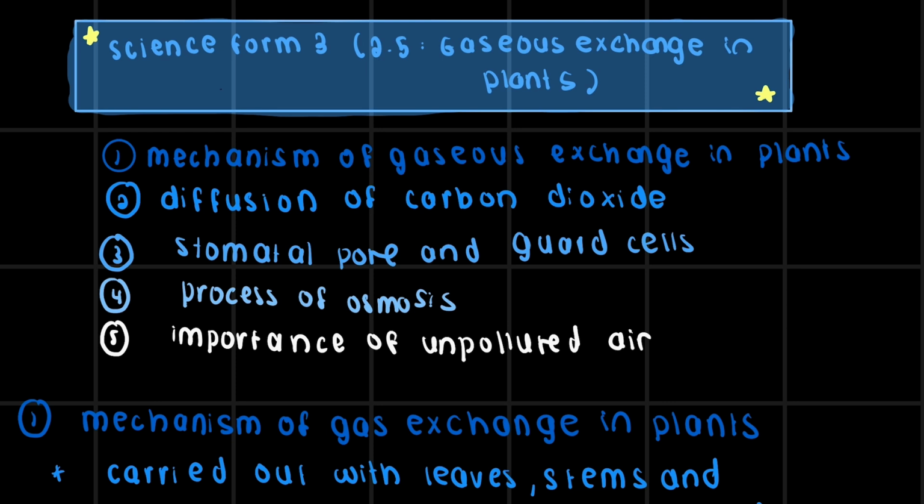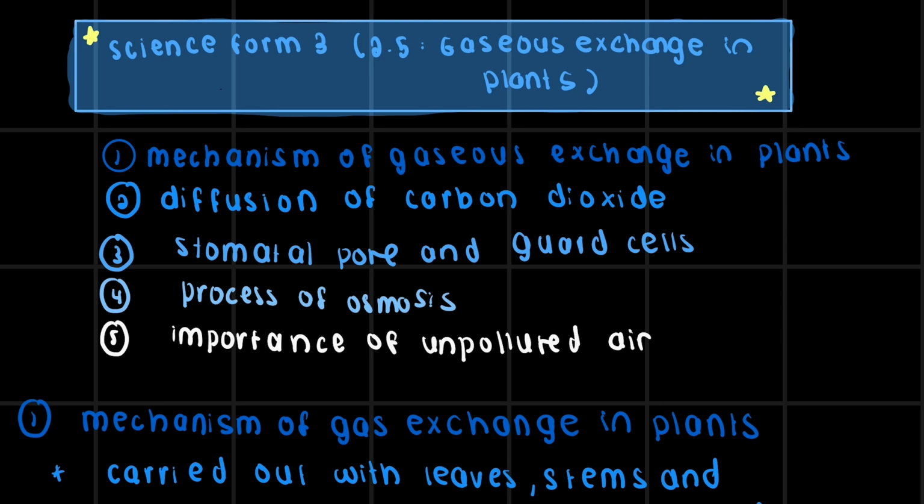Number 2 is the diffusion of carbon dioxide. When plants carry out photosynthesis, they need to take in carbon dioxide. But we need to also know how the carbon dioxide can enter the plant cells, and how gaseous exchange occurs by the process of diffusion. In number 3, we have stomatal pore and guard cells. In this subtopic, we will learn about the open and closed stoma at different light intensities and different times.